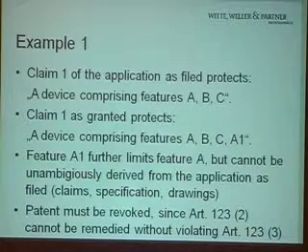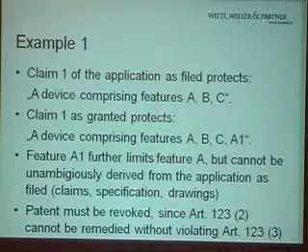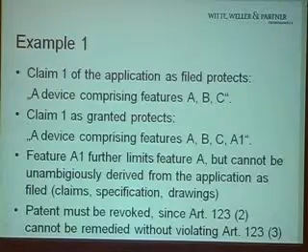So if feature A1 further limits feature A or further limits any other feature, it's just a further limitation. Then it cannot be unambiguously derived from the application as filed, from the claims, specification, drawings. The patent must simply be revoked, because Article 123(2) cannot be remedied without violating Article 123(3).